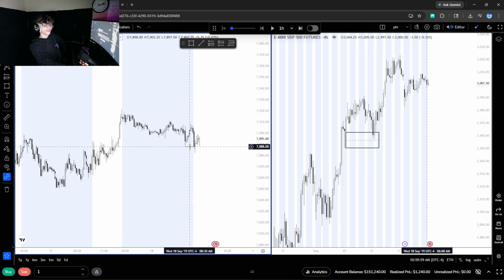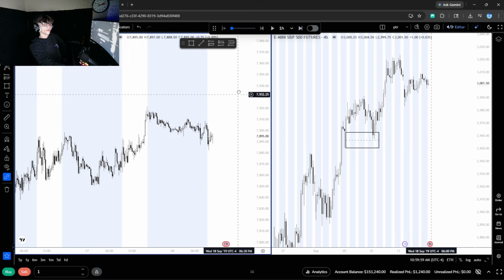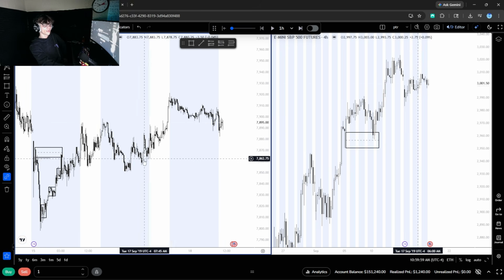9:30 Judas swing. Tuesday low of week. Discount price leg. Low to high.